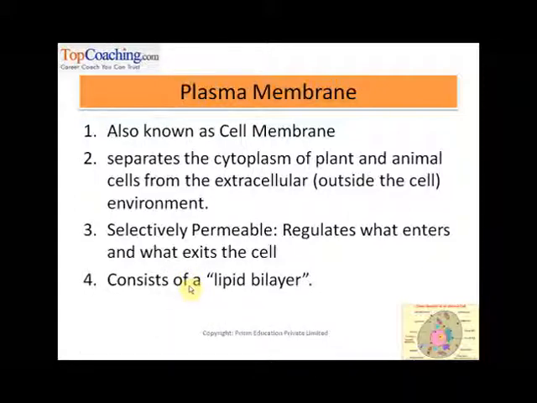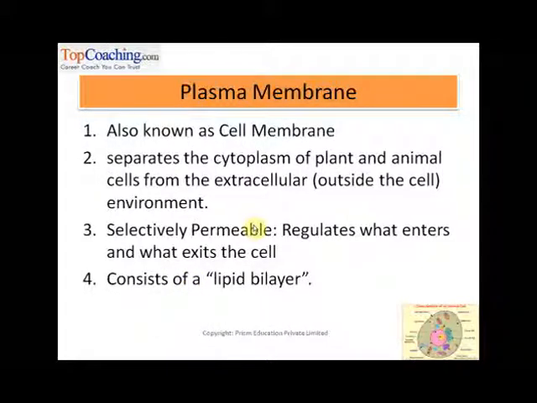It consists of a lipid bilayer. So what do we mean by lipid bilayer? Bi means two. So it's a thin membrane made of two layers of lipid molecules. Now what are lipid molecules? The dictionary meaning of lipid is fatty, anything containing fatty cells. So I'll show you how the layer looks.